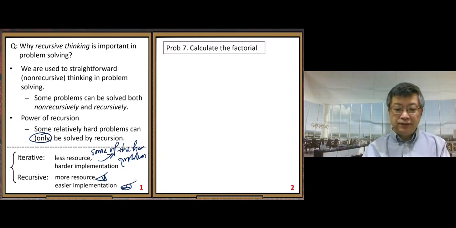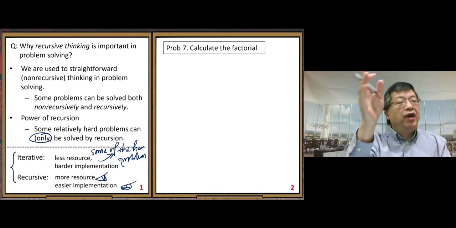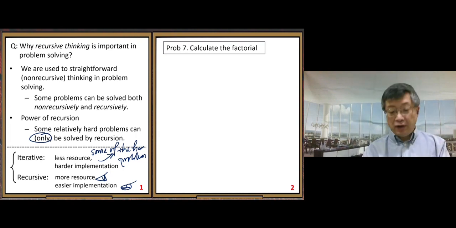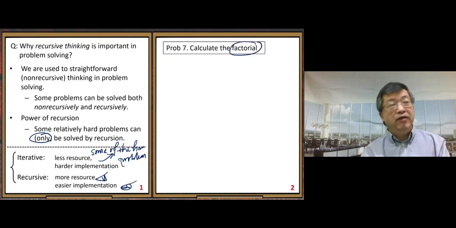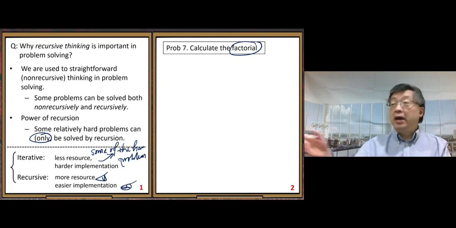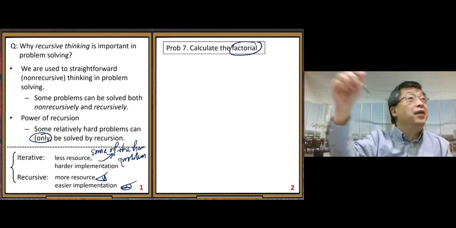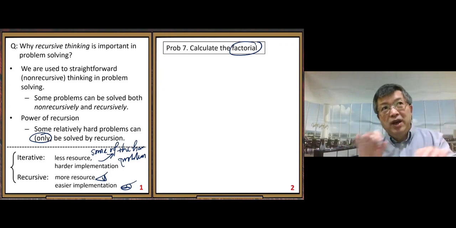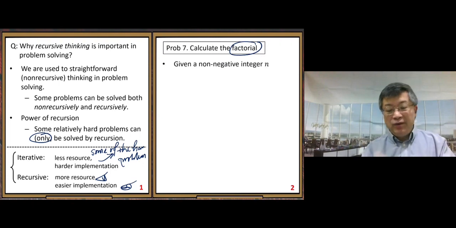All right. Problem number 7: calculate the factorial. So you know the factorial. It's pretty easy, right? Everyone can calculate the factorial easily, right? But using a calculator, or using some software tool. Here we want to discuss the recursive implementation.